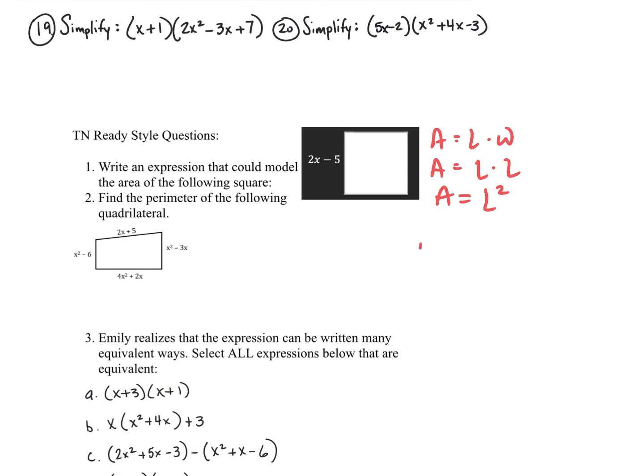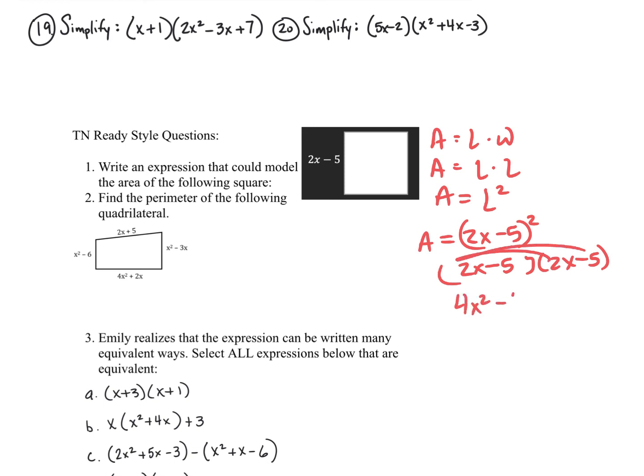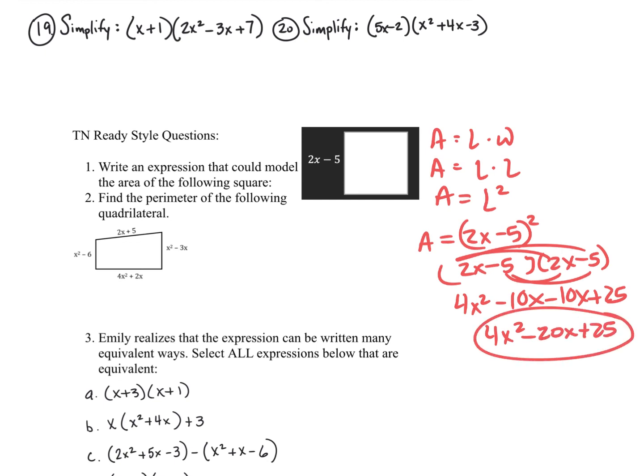So this is like A equals (2x minus 5) squared, which is (2x minus 5) times (2x minus 5). And you guys know how to simplify that now. That's 4x squared minus 10x, minus 10x plus 25. 4x squared minus 20x plus 25.